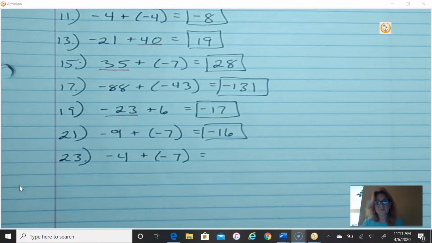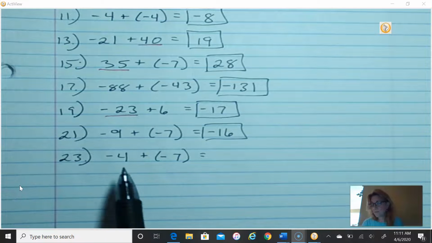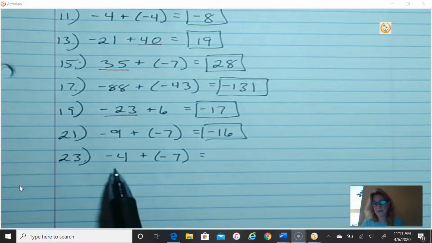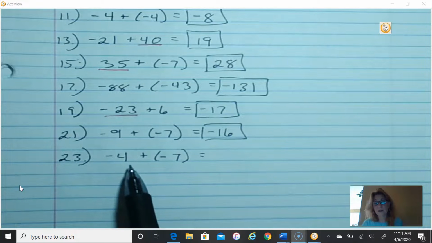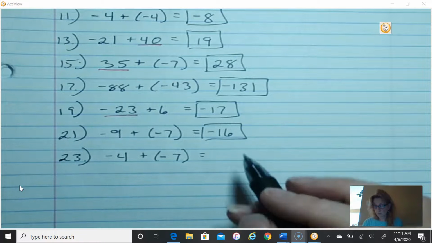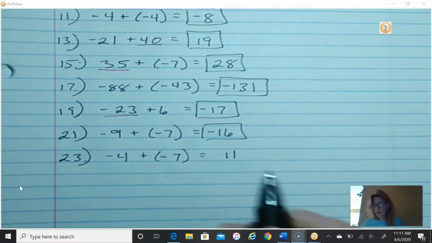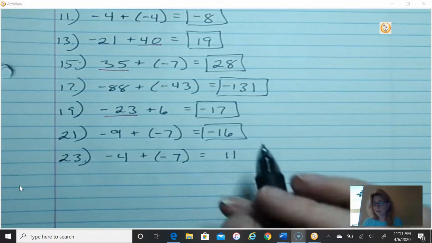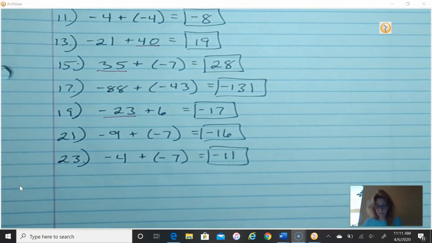Negative 4 plus negative 7. Okay? That's a negative, that's a negative. The signs are the same. The rule is, if the signs are the same, you add. So 7 plus 4 is 11. And you keep the sign. They're both negative, so the answer is negative.